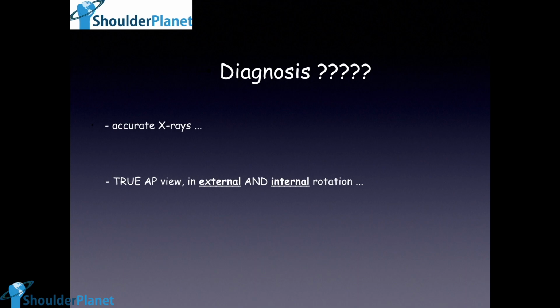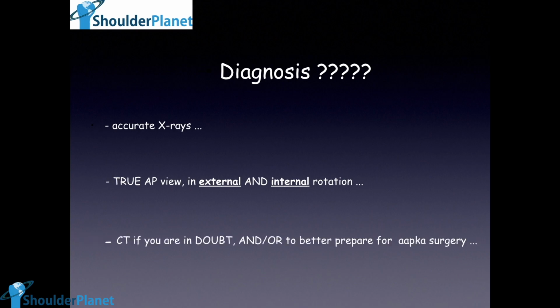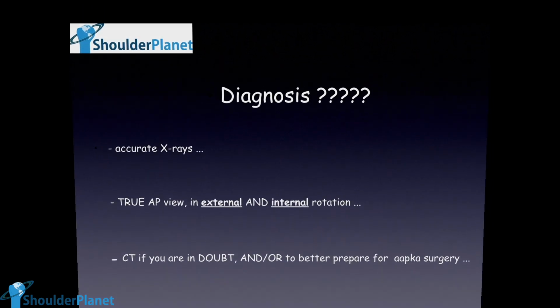So the diagnosis depends on a very good medical history and physical examination, of course, but we need accurate X-rays. We need them all of the time, in the foot, in the hand, in acute scenarios, but when things get complicated, you must be very harsh on good imaging. So we need a true AP view, which means an X-ray in which you don't see superposition of the humeral head over the glenoid, in external and internal rotation. A lateral view, the axillary view may help too, and a CT, of course, if you are in doubt, and or for us to better prepare our surgery.